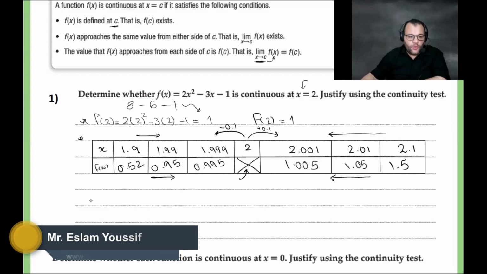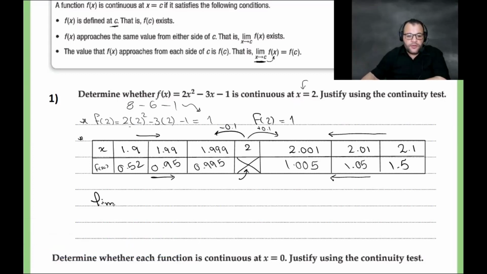So now we have the limit when x approaches 2 for the function f of x. What is the value? It equals 1. That's right. And the value of the function equals 1. It means there is a value and there is a limit. It means this function is continuous at 2. At 2 there are no gaps. What is the meaning of continuous at 2?